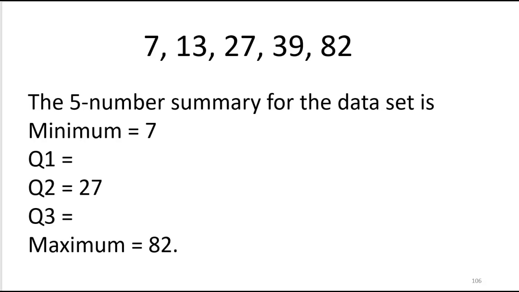For the first data set, here are the values in order. Notice here that the median is 27, so Q2 is 27. Also, the minimum is 7 and the maximum is 82. To find Q1, we look at the 2 values below the median.